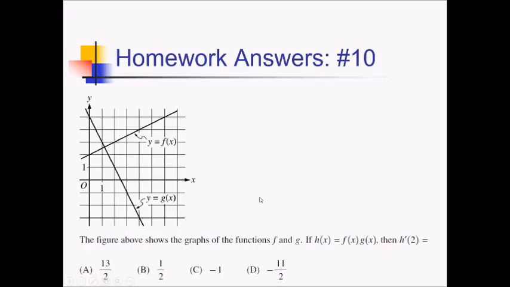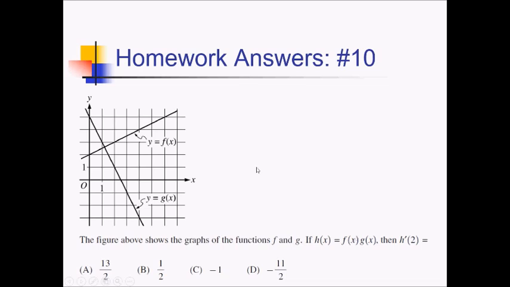For this problem, we've got a graph that has f and g on the same x and y axis, and we're told the h function is f times g. Based off of this, we want h prime of 2. Well, we've got a product. We need the derivative of a product, and there's no way to simplify before taking the derivative, so this one is going to be product rule or bust.